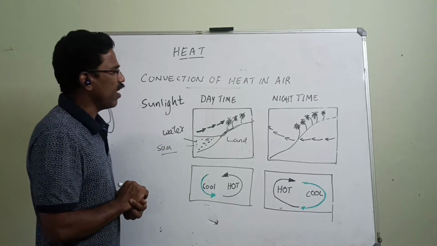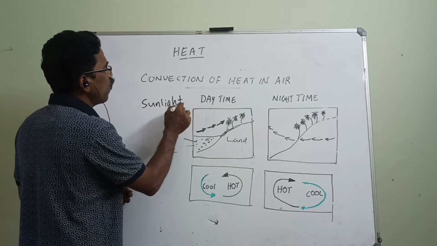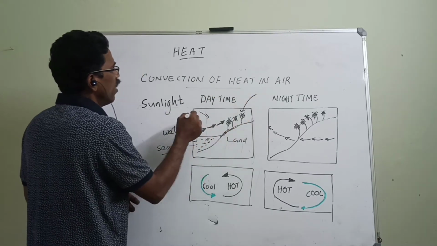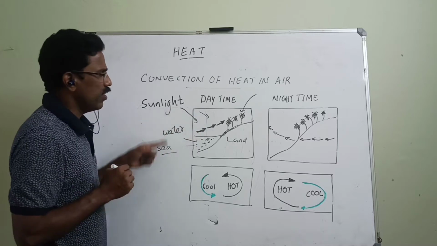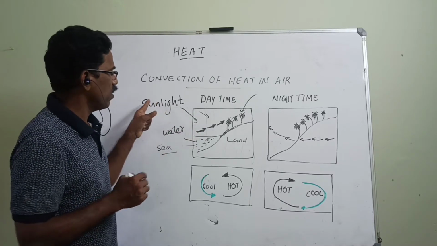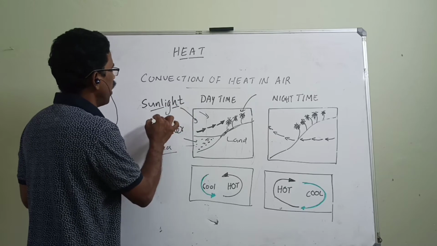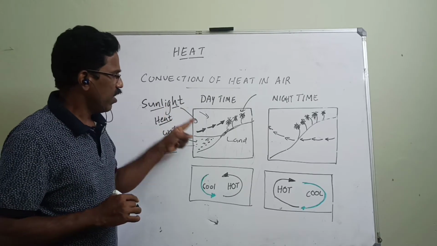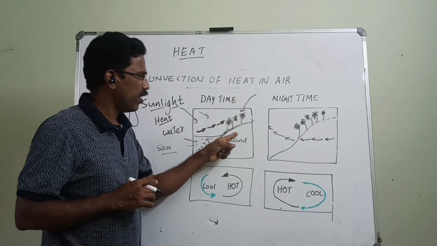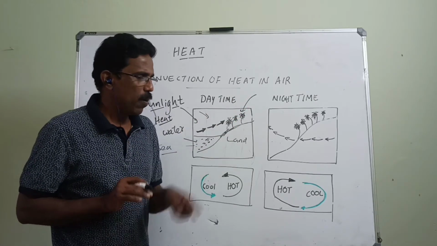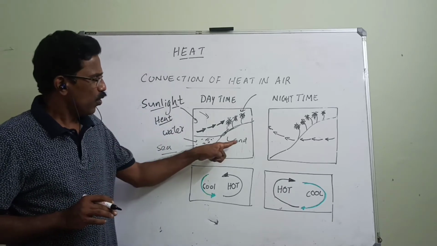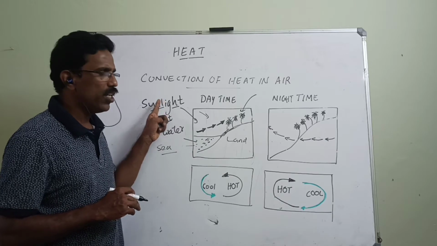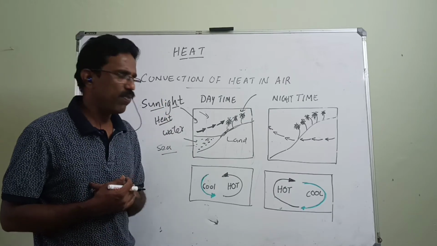During the daytime there is sunlight, and this sunlight falls on the land as well as on the sea. You know that sunlight contains heat. Because of the heat of the sun, the water gets heated up and the land gets heated up. But here I will tell you the difference between the heating of water and land due to the heat of the sun. What is the difference?